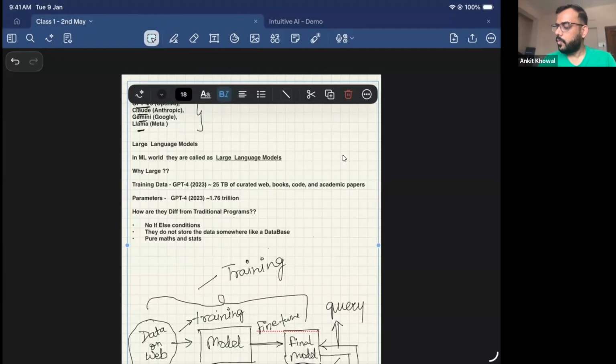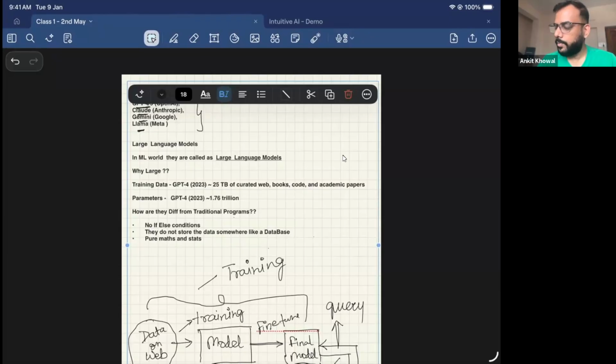Now, what are large language models? A large language model is also a computer program. At the end of the day, everything is a computer program, but they are different from the traditional programming that we do. There are no if and else conditions that we write in the program. When I type a question into GPT, it's not going and looking into a database and answering me back. So it's not if-else conditions, it's not a database lookup.